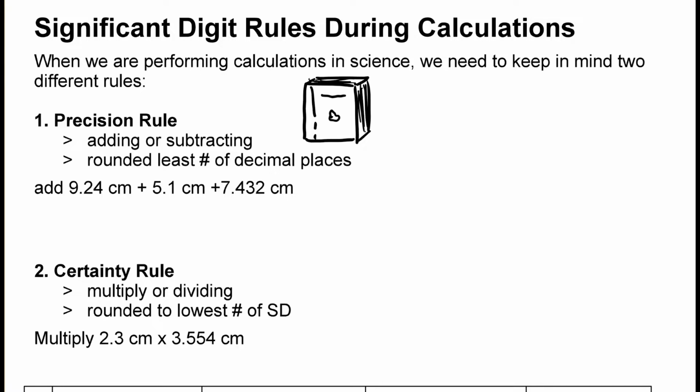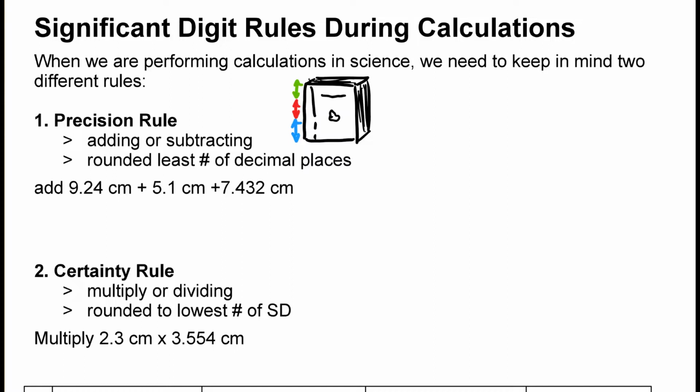So let's take a look at this book. We're going to ask three groups of students to measure the length of this book. But we're going to separate the task into three different sections. So we're going to get one group to measure from here to here, one group to measure from here to here, and one group to measure from here to here.